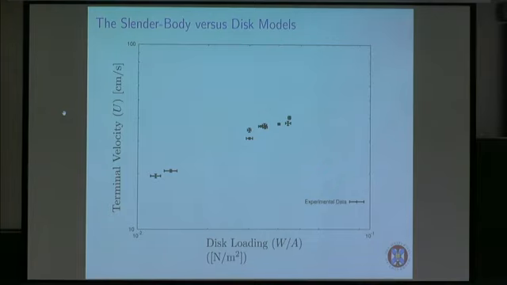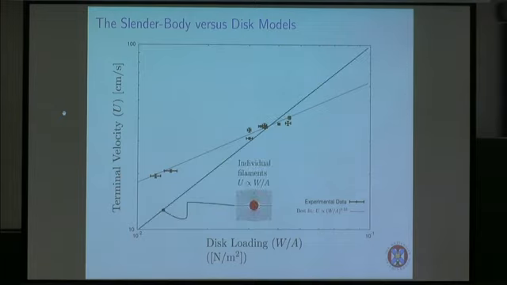So the first thing I wanted to do was to drop loads of dandelions of different weights and see how the terminal velocity of the seed varies with its disk loading. And the disk loading is just the weight of the seed divided by the area of the parachute. So you get this fit here.